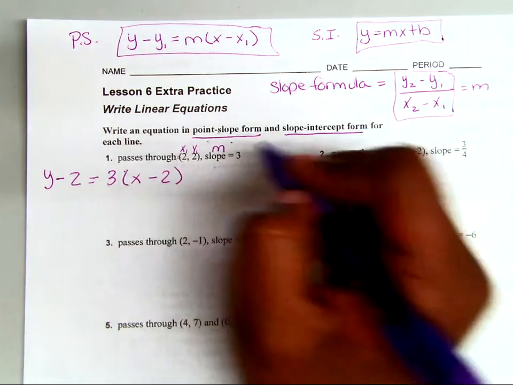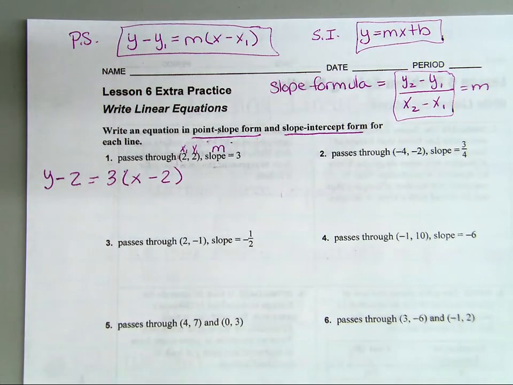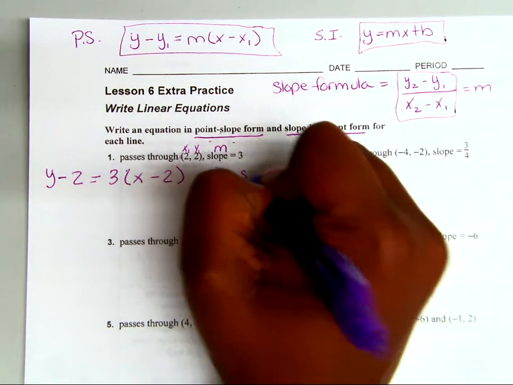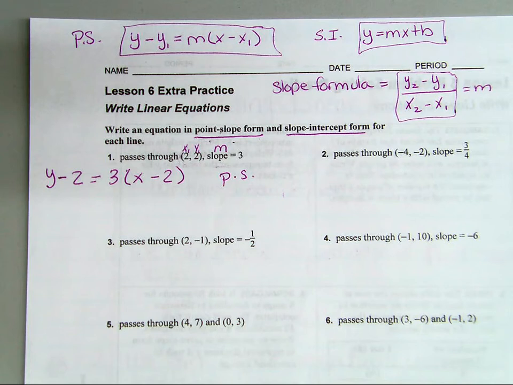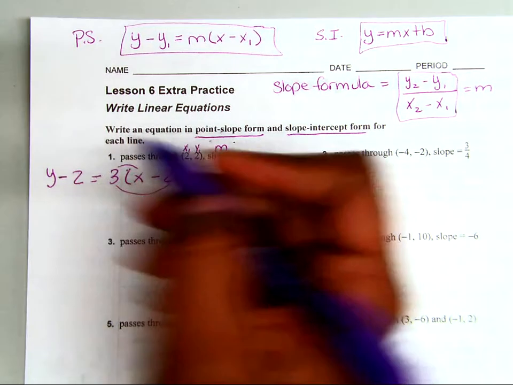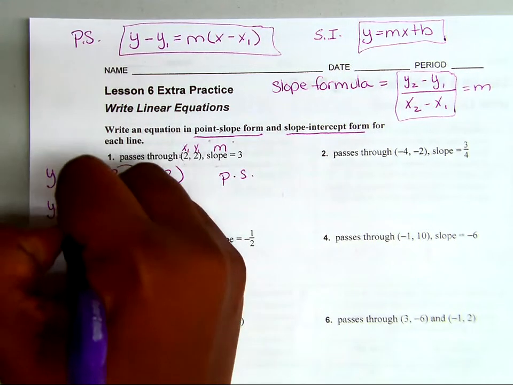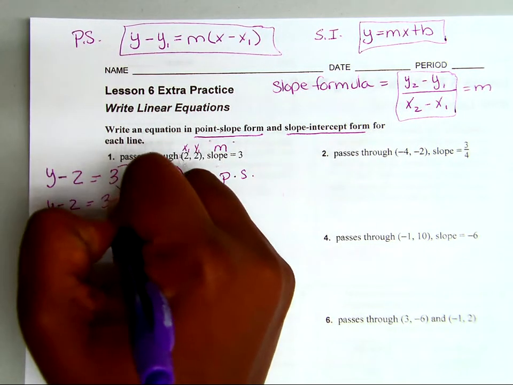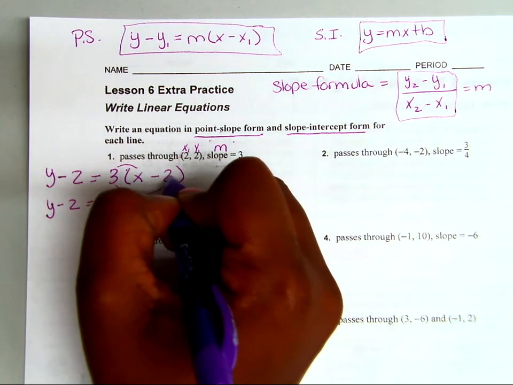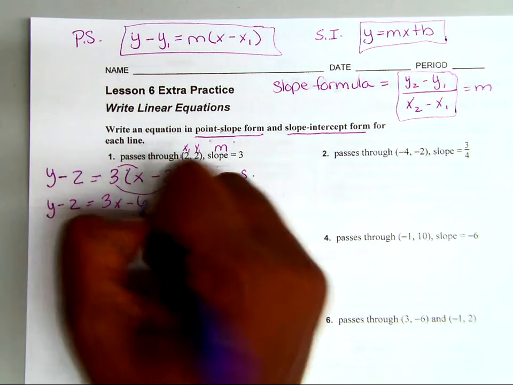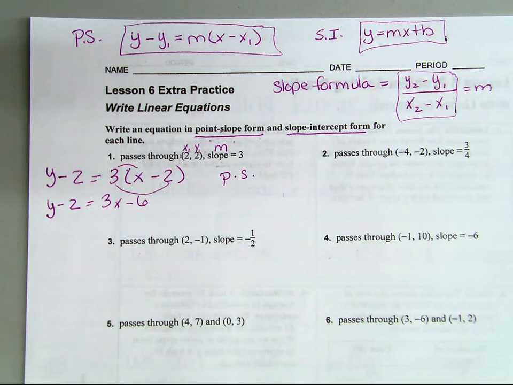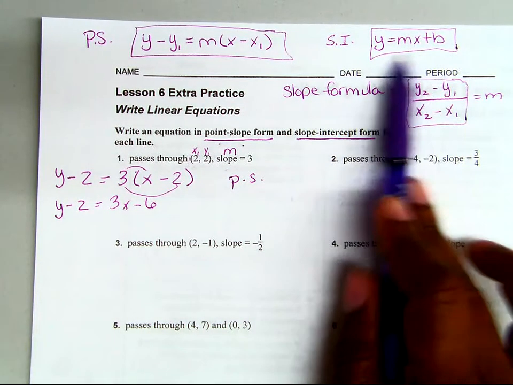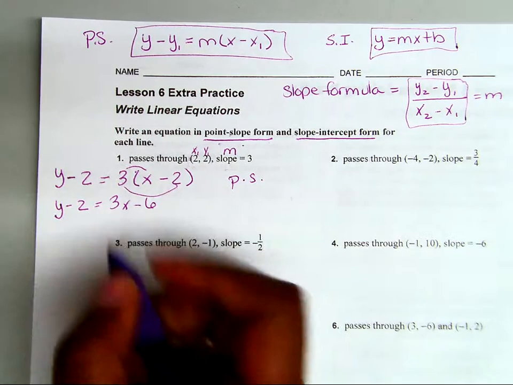Okay? Am I finished? No, because I need to distribute. But this is point slope form. Let's distribute. Y minus 2 equals 3 times X is 3X, 3 times a negative 2 is a negative 6. I'm close. I'm not quite here, but this is where I'm trying to go. What do I need to do?